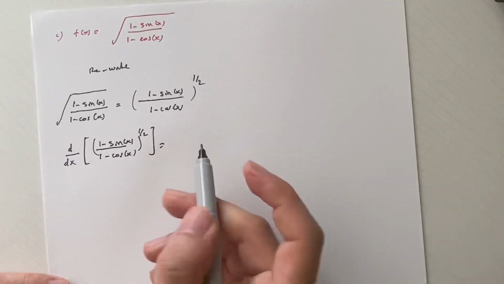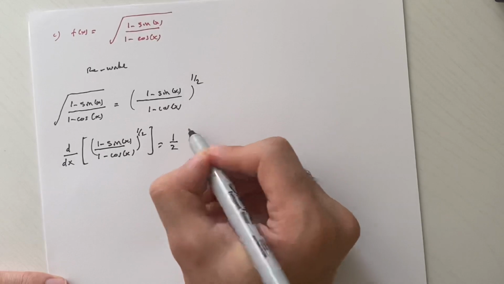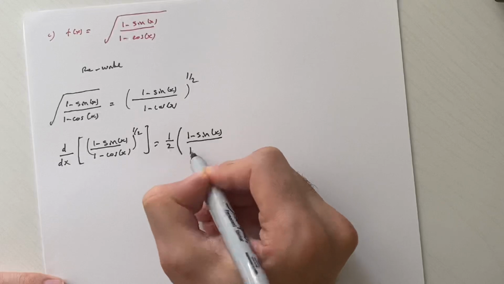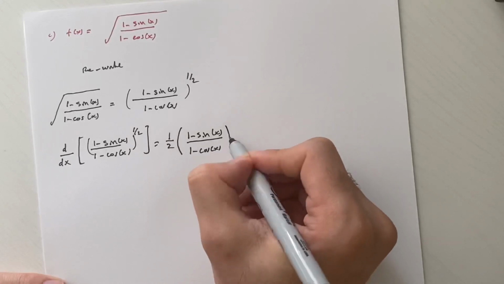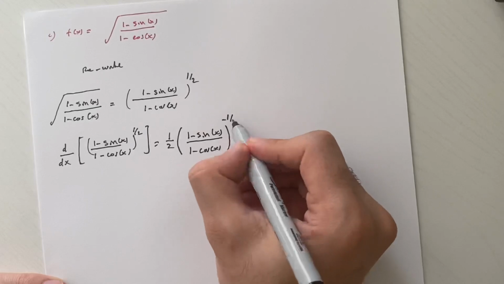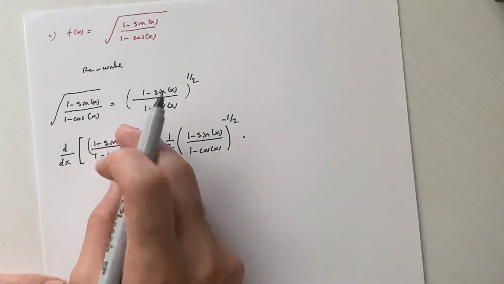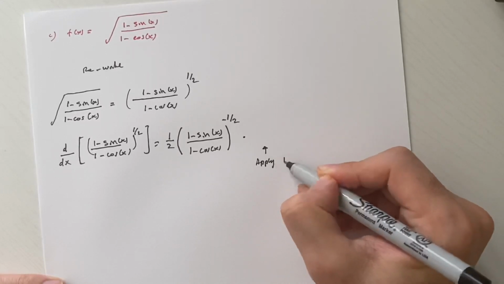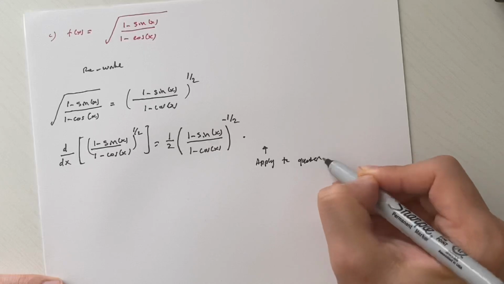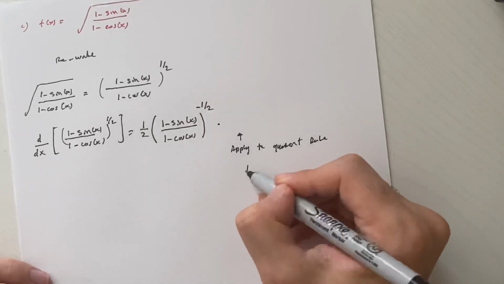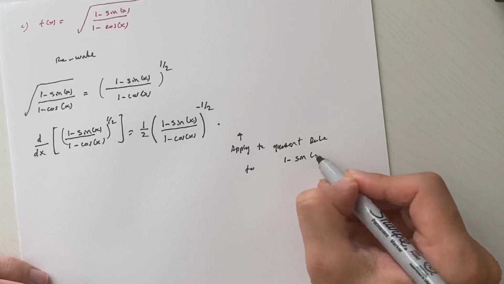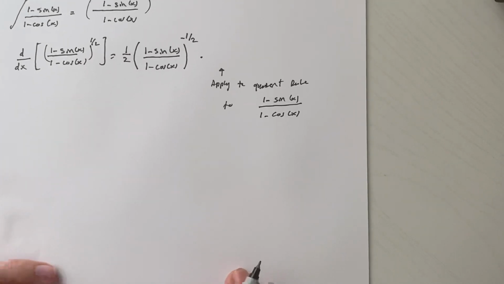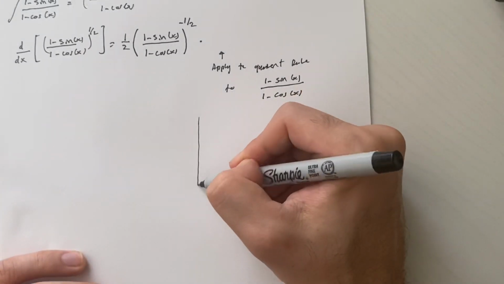First we have to take the derivative of the outside function, so that's going to be half, times 1 minus sine of x over 1 minus cosine of x, to the power of half minus 1, which is minus half, and then take the derivative of the inside, which is the fraction. Since we need to take the derivative of a fraction, we will use the quotient rule to do so. So again, we want to take the derivative of 1 minus sine of x over 1 minus cosine of x. To do that, we will use the quotient rule.